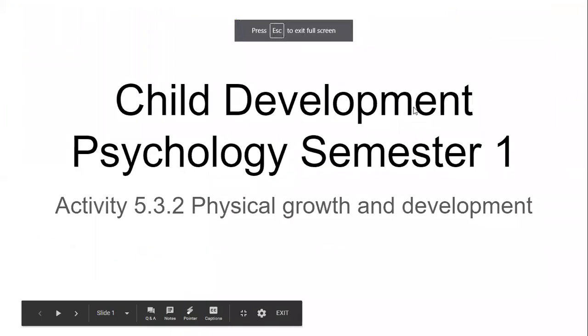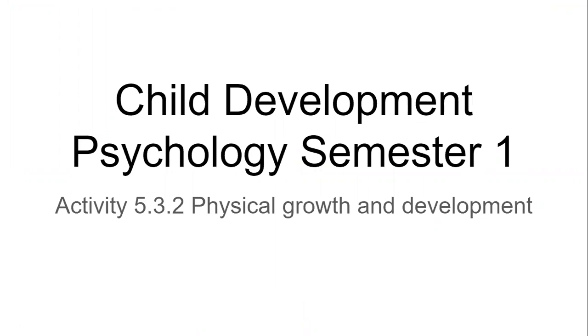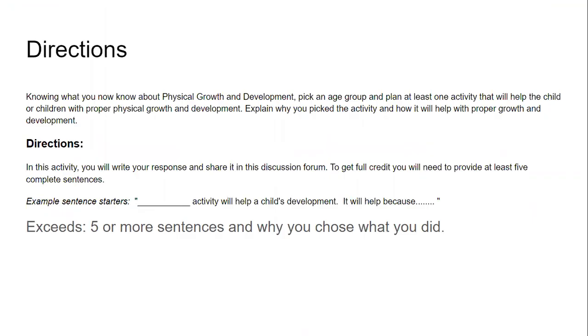Hello everybody, I am going to talk about activity 5.3.2, which is the physical growth and development activity for child development psychology semester 1. For this assignment, what it's asking you to do is to pick an age group and plan one activity that would help the child grow physically with their physical growth that would be going on in that age group. And then it also wants you to explain why you picked that activity and how it would help with the proper growth.